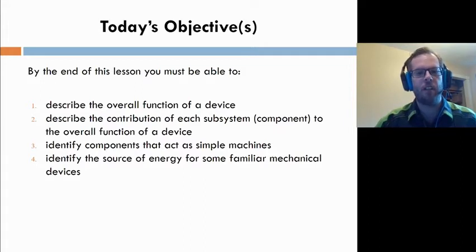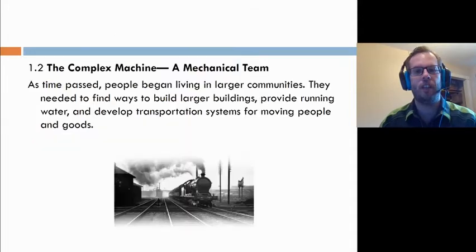We'll break down into the subsystems, and then we'll talk about what type of simple machine they are, and how they function so that the overall function of the bicycle is completed. And then the last one, identify the source of energy for some familiar mechanical device, and we'll look at the bicycle today. I would imagine some of these are fairly obvious, but some of them won't be so obvious, or they'll be obvious as to what your subsystem is, but you may not realize what kind of simple machine it is made up of. Okay, so that's what our focus is today.